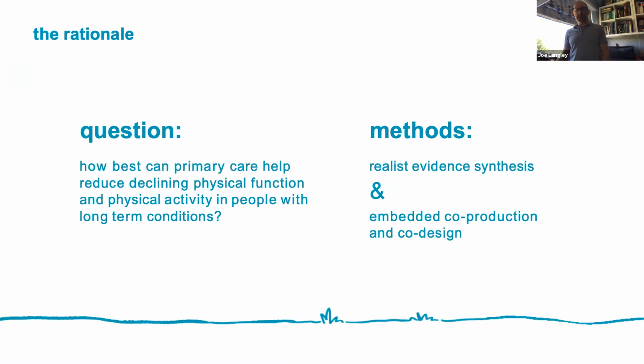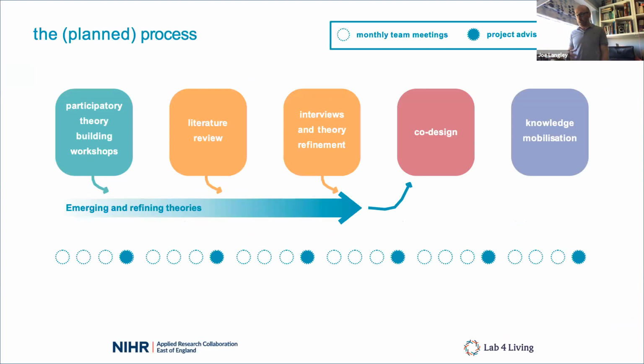So the question we had for this project was, how best can primary care help reduce declining physical function and physical activity in people with long-term conditions? And we used realist evidence synthesis with embedded co-production and co-design. The planned process that we submitted in our proposal was beautiful. It was a sequential series of steps with emerging and refining program theories throughout the first stages, which would then feed into the co-design.